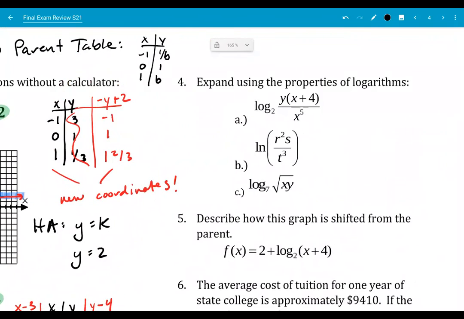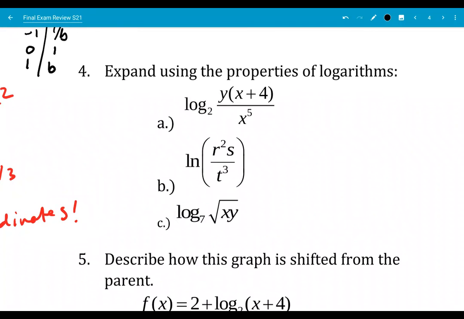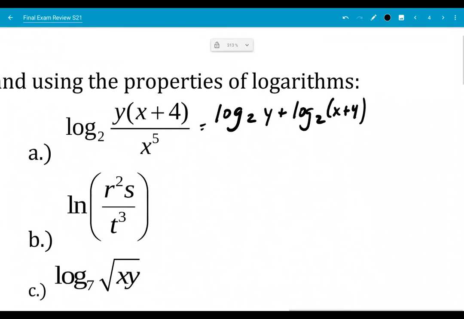Going the opposite way, I'm multiplying y and x plus 4, so that's going to be addition. So this is going to become log base 2 of y plus log base 2 of x plus 4. There's my numerator. So to write the denominator, it's subtraction, so log base 2 of x to the 5th, but I'm not done.